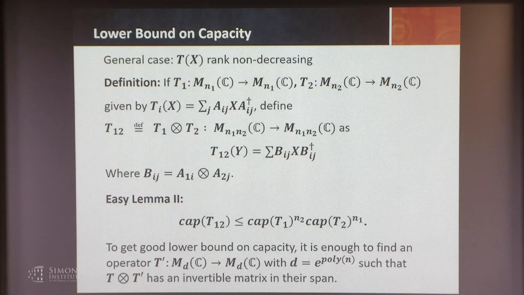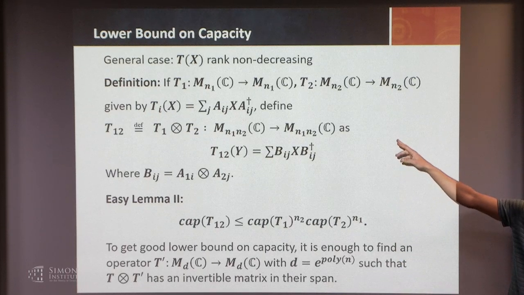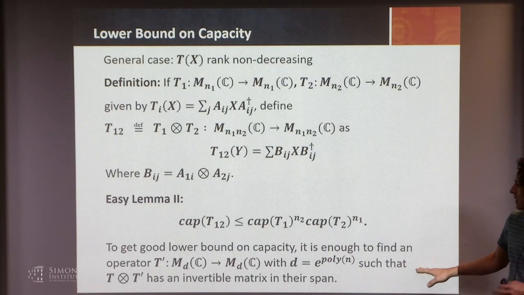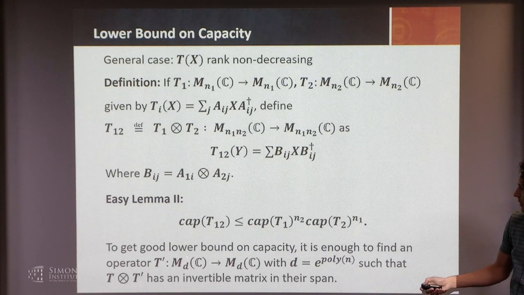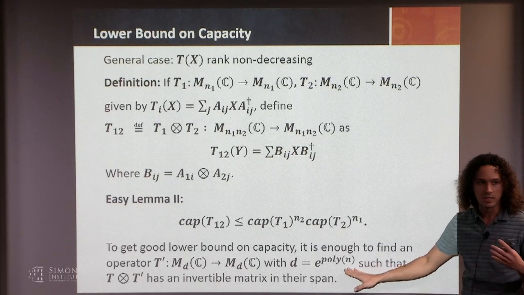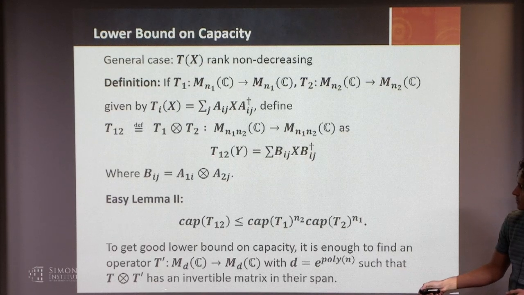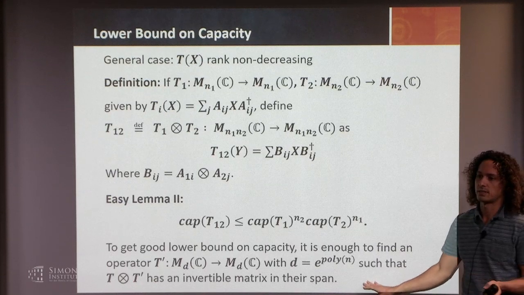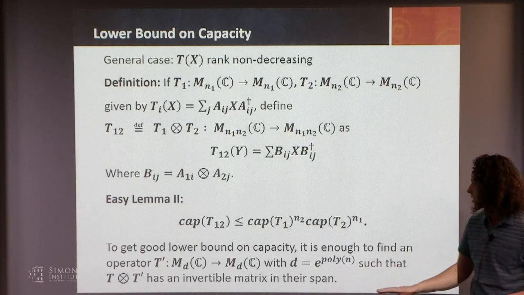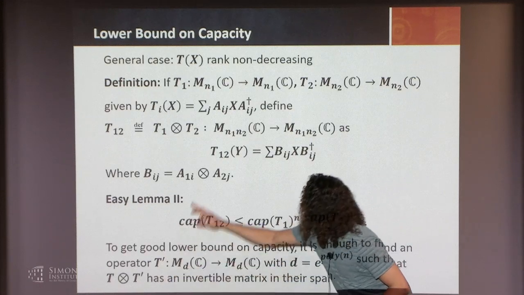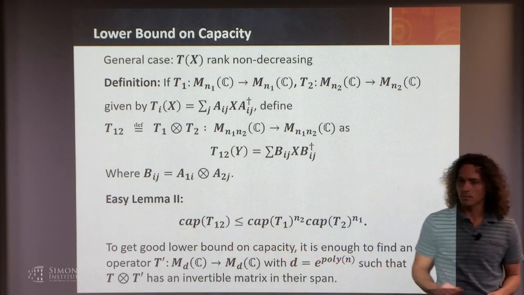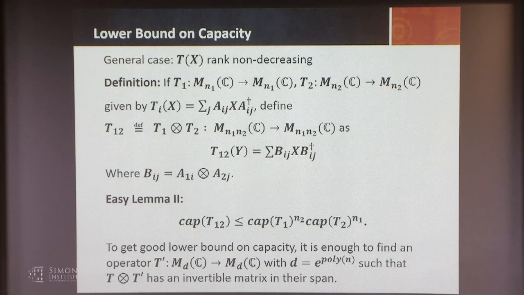So to get a good lower bound on the capacity, it is enough to say that if my T is rank non-decreasing, I can come up with some other operator T prime for some dimension D. And my dimension needs to be exponential, such that T tensor T prime has an invertible matrix in their span. Because then we know how to lower bound the capacity of this operator, and I know this bound. Any questions so far?